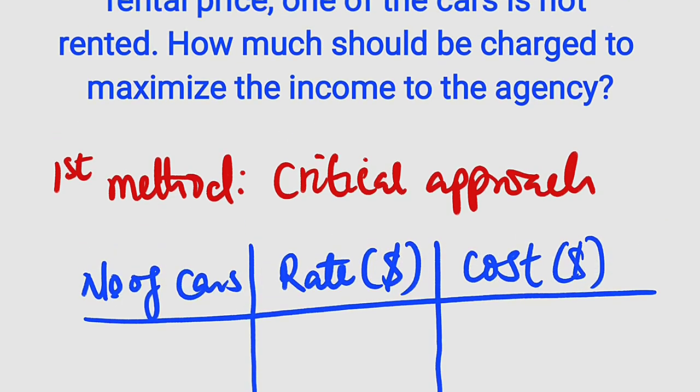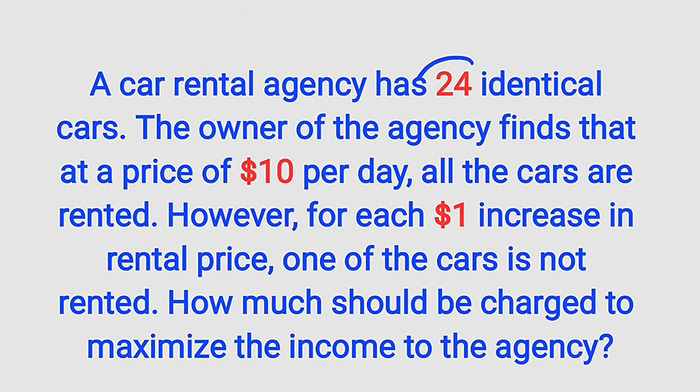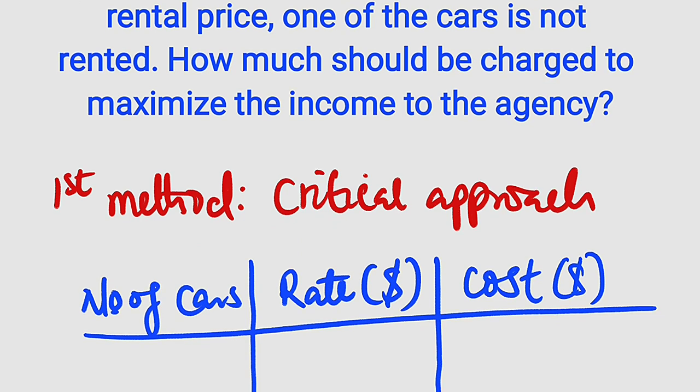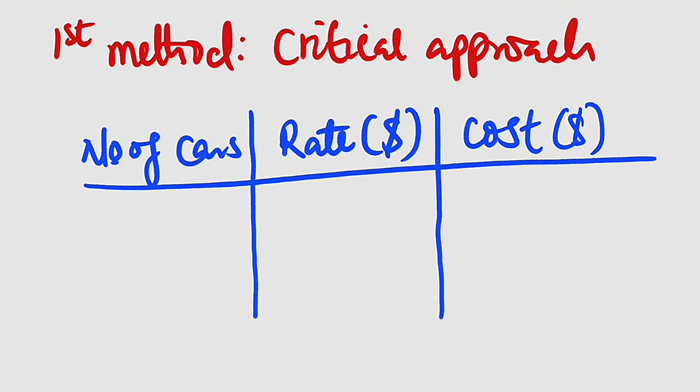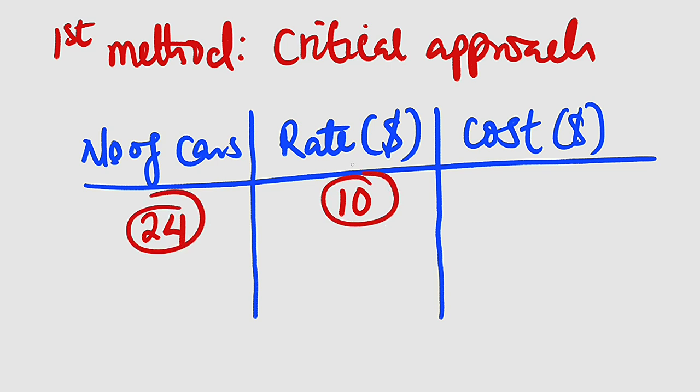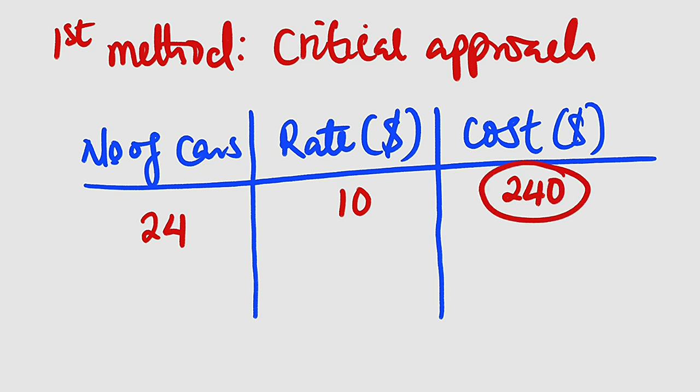All right, according to the question, there are 24 identical cars, and the initial rental price was $10. So you can see that initially we have how many cars? 24. So we have 24 cars here, and each car is rented at the rate of $10. So for 24 cars, all you have to do is to take this and multiply by this, right? So that will be 24 times 10, which is $240 altogether. We have 240. So this is what? The cost of all the 24 cars.